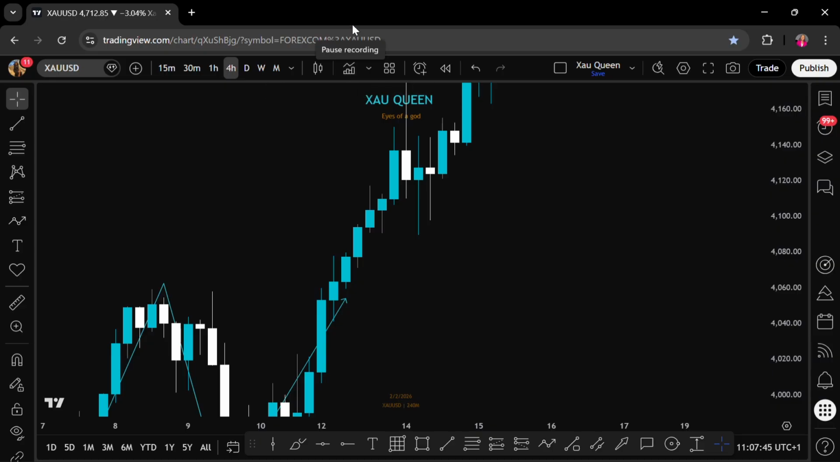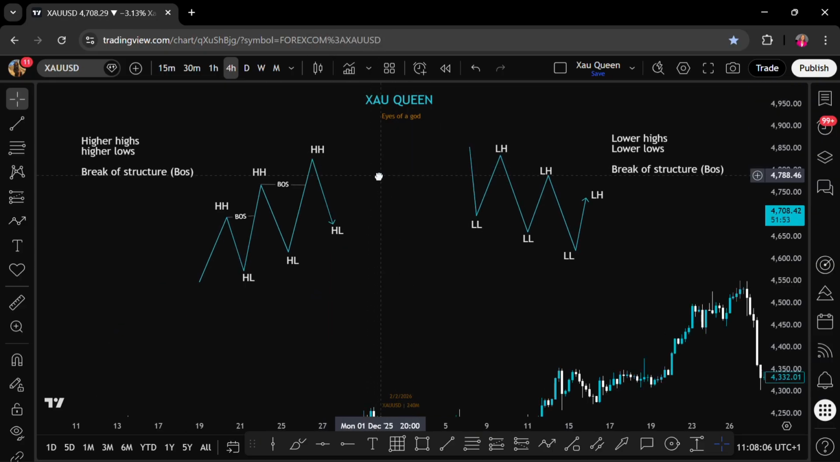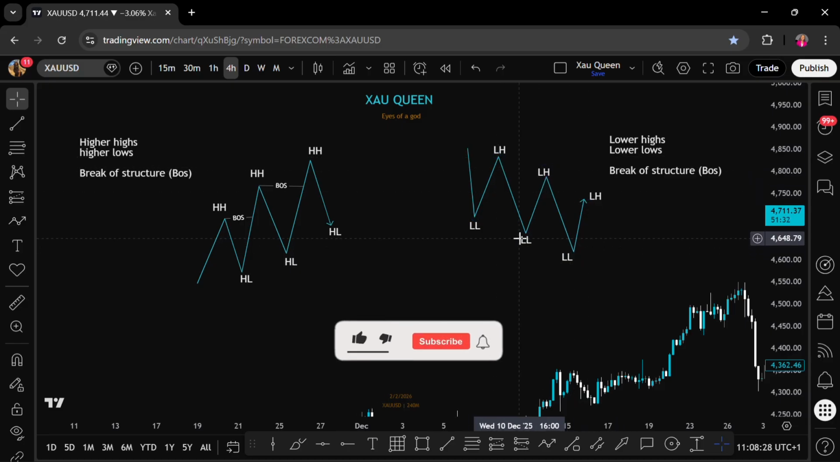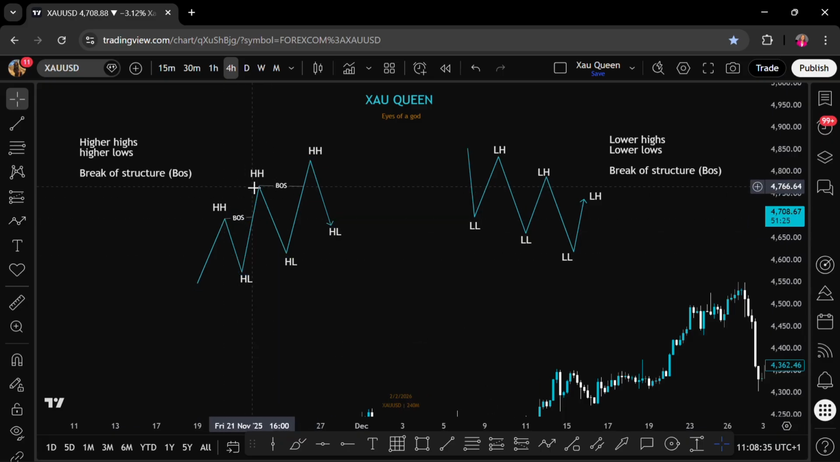Now, how do we identify our downtrend? All right, so for the downtrend, we will be looking at our lows. You can see here, this is a high, this is a low. Now you can see that this high is lower than this high, and then this low is lower than this low. Remember that in our uptrend, the highs are higher than the previous ones, while the lows are also higher.